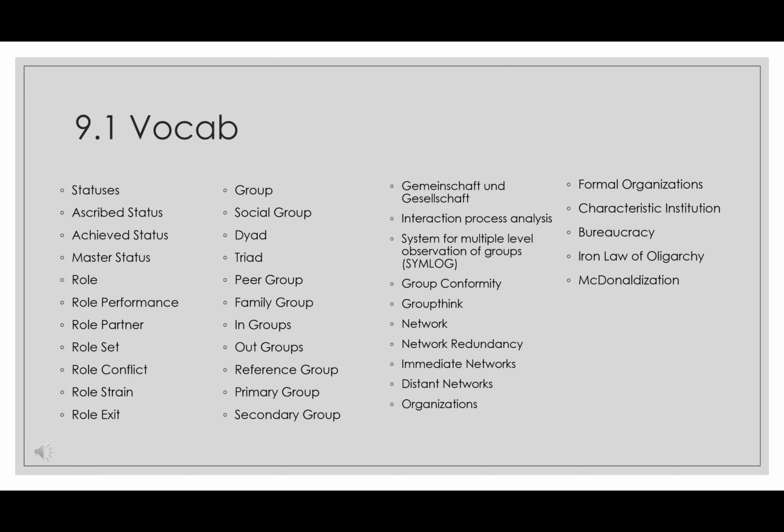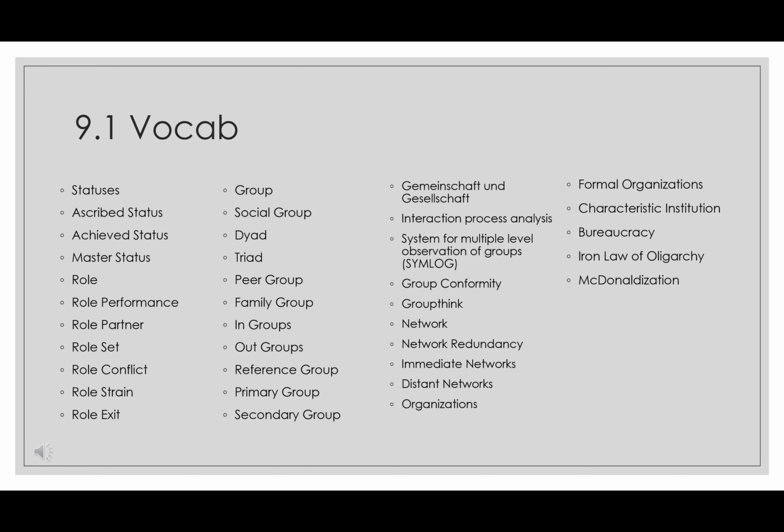Roles. A role is a set of beliefs, values, attitudes, and norms that define expectations for those who hold the status. Role performance is the carrying out of behaviors associated with a given role. Role performance can change depending on social situation and context of the interaction. Behaviors and expectations change as a result of the role partner. Role partner is the person with whom one is interacting.